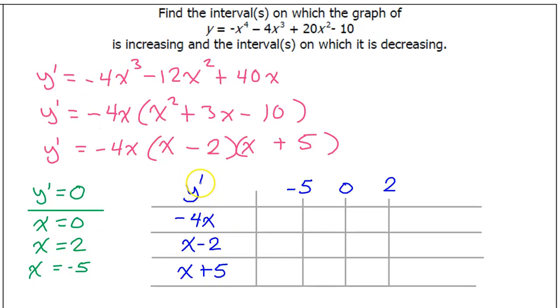You build a y prime sign chart by making a row for each factor of y prime and putting the critical numbers in order from least to greatest across the top.